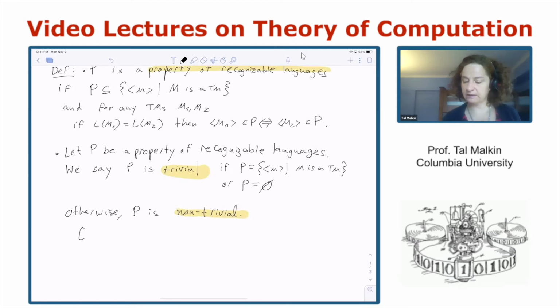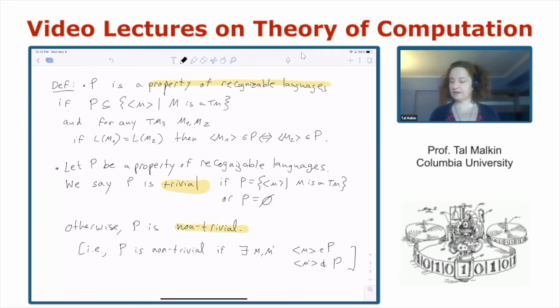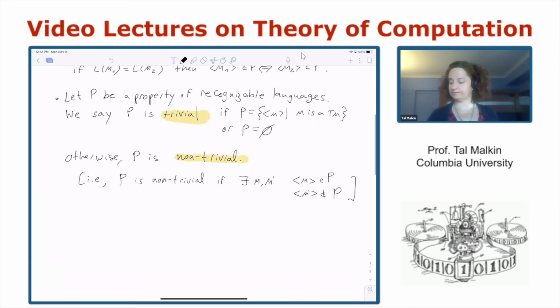So that is, just to say it again in different words, P is not trivial, it's non-trivial if it holds for some Turing machines, but not all of them. So if there exists, say, M and M prime such that M satisfies the property and M prime does not satisfy the property. Okay, and now Rice's theorem will exactly say that any non-trivial property is undecidable.